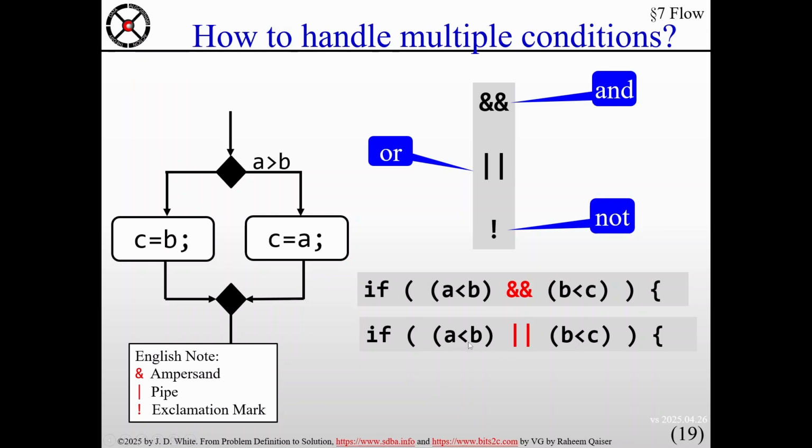Or I could write, if A is less than B or B is less than C. So if A is less than B, I will do it. If B is less than C, I will do it. Only if A is greater than B and B is greater than C do I not do this statement.